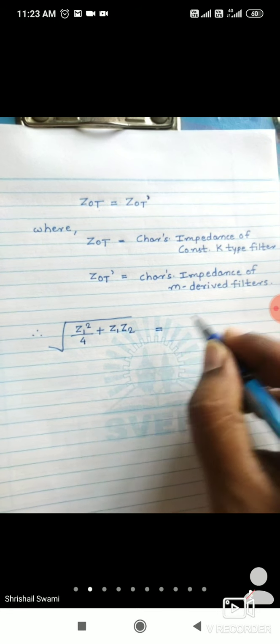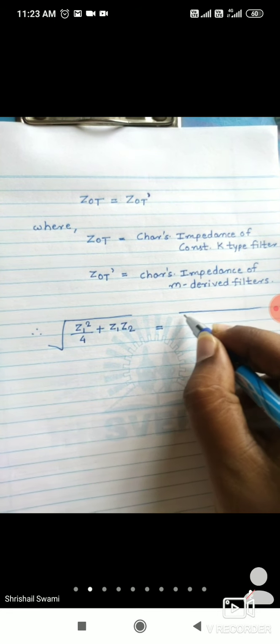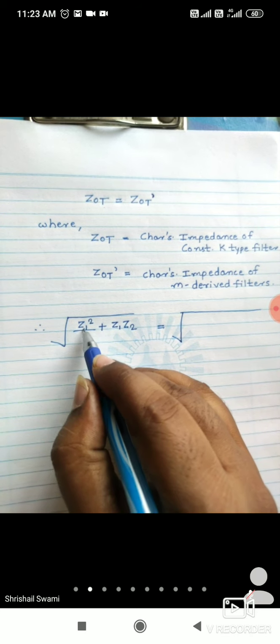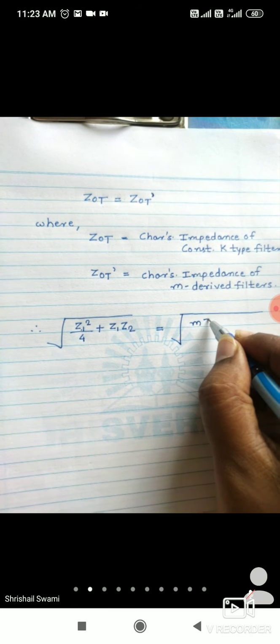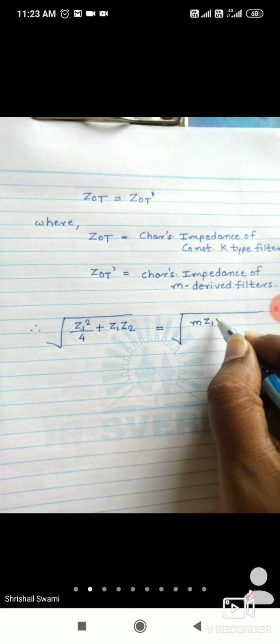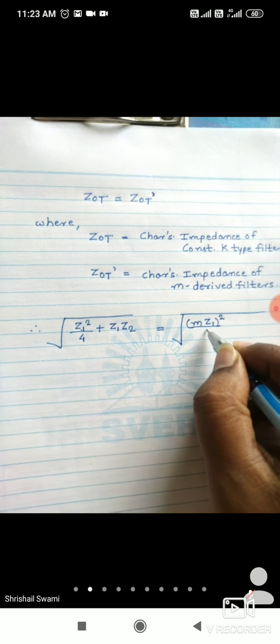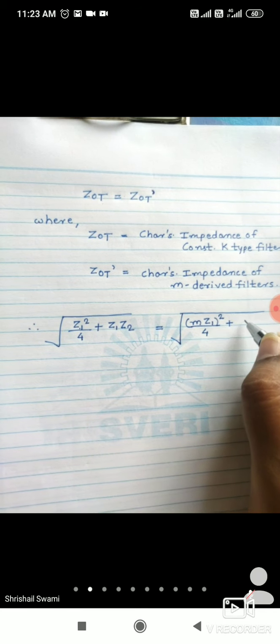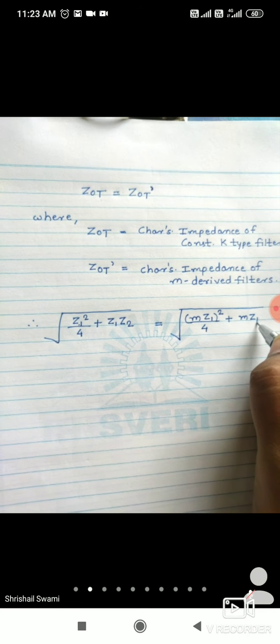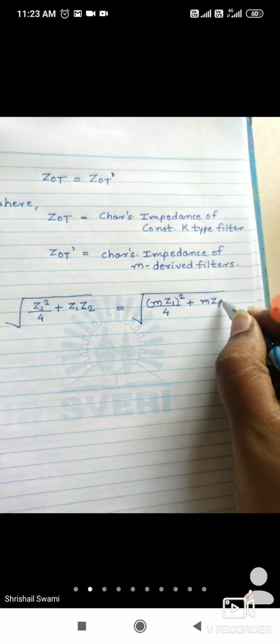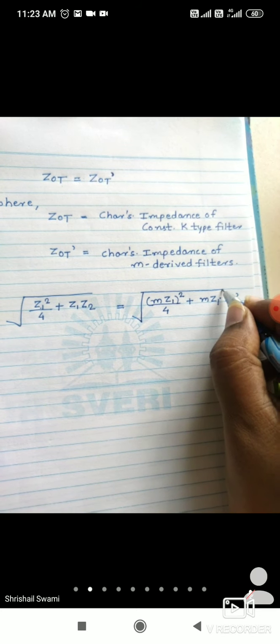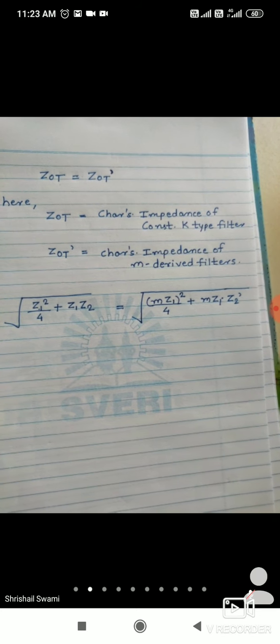Now next, here what is the Z0T dash? So Z1 is replaced by M into Z1, so (m Z1) square divided by 4 plus M into Z1, and Z2 is replaced by Z2 dash. That you can write from the diagram.